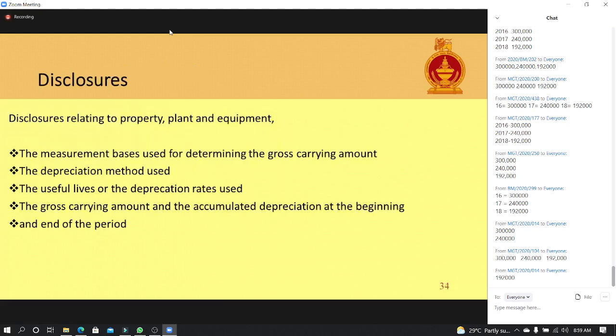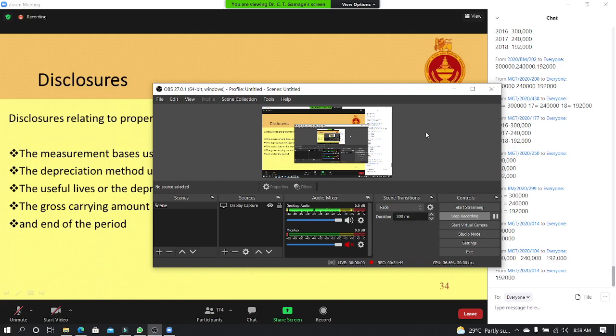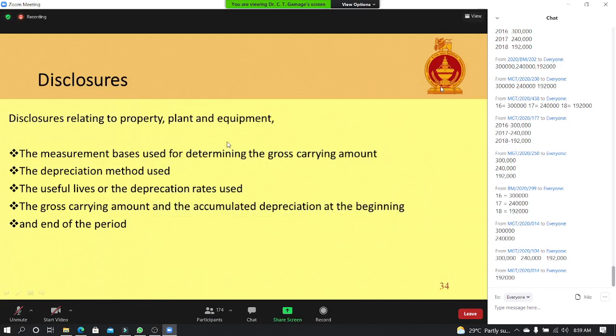Then at the end of the year, you have to make some disclosures. Those are the disclosures regarding the PPE. Measurement bases used for determining the gross carrying amount. What are the measurements you used? Depreciation method used. Useful lifetime and depreciation rates. Gross carrying amount and accumulated depreciation at the beginning and end of the period. So we use some charts and we do these disclosures.